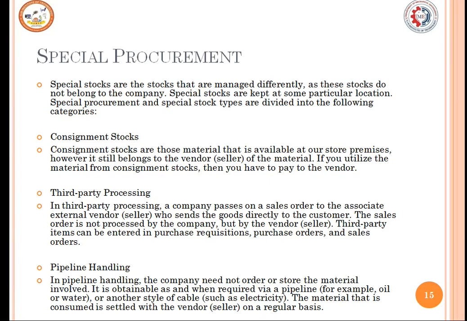For example, if you are running a boiler, you need coconut shells for getting the required heat inside the boiler, it has to be procured immediately. So like this, pipeline handling of the material happens. So all these things come under special procurement.